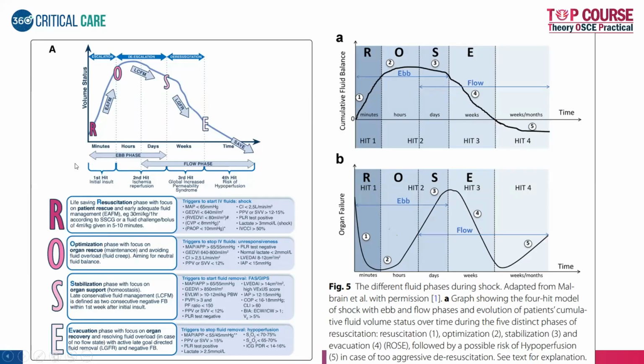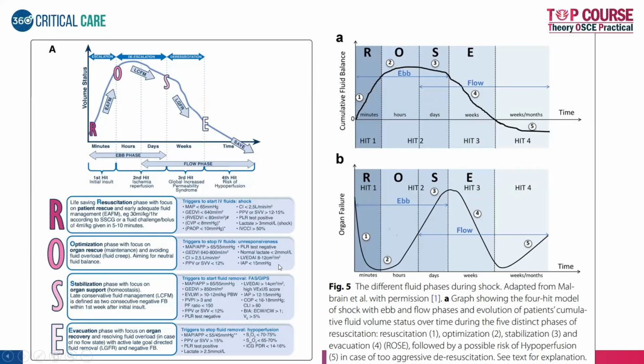There are four hits. Whenever you have this graph, it is a little complicated, so I have to explain each thing. Just keep a watch on that. In this phase, when we are talking about late conservative fluid management, we are conservative in giving fluids because we do not want any ischemia reperfusion injury from happening. That is the main focus of the optimization and stabilization phase.